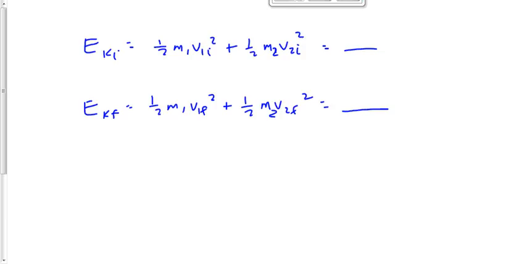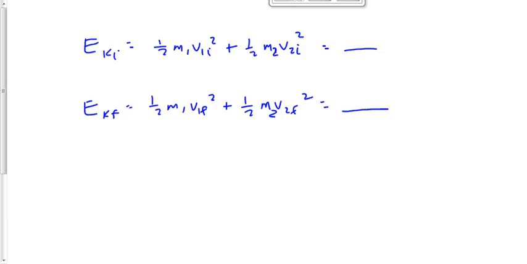Why do we never have to do components for this? Even if we have a collision that's in two dimensions, why do we never have to do components for this calculation? Because kinetic energy is a scalar, right? It's not that you don't have to do X and Y components. It's wrong to do X and Y components.